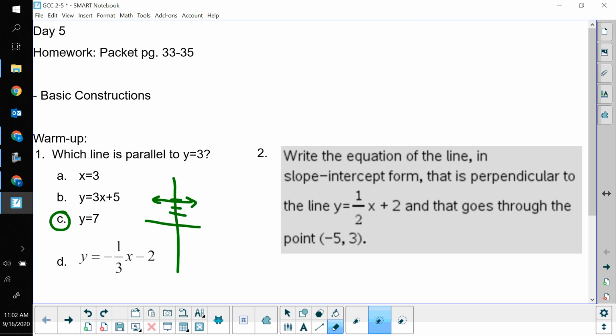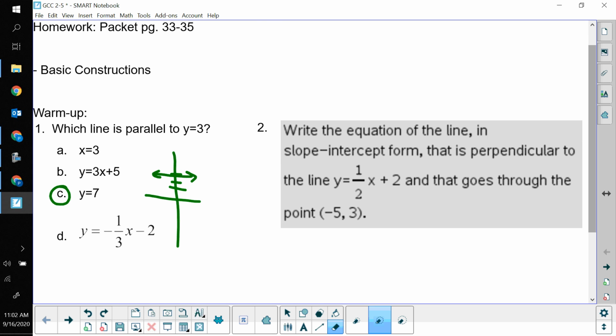And 2, write the equation of the line in slope-intercept form that is perpendicular to the line y equals 1/2 x plus 2 and goes through (-5, 3). So we want perpendicular, so we need to do our negative reciprocal slope. So our perpendicular slope would equal -2. We would start out in point slope form, so y minus 3 is equal to -2 times (x plus 5).